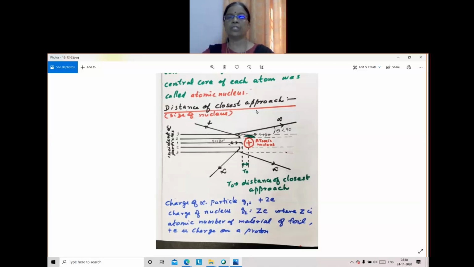Distance of closest approach, what this name shows. Here you can see the path of the alpha particle. I named the alpha particles 1, 2, 3, 4, like that. It is named the incident alpha particle. And you see particle 1 is bouncing back, before it touches the nucleus. See, there is a gap here. So just before it hits the nucleus, it will be reflected.